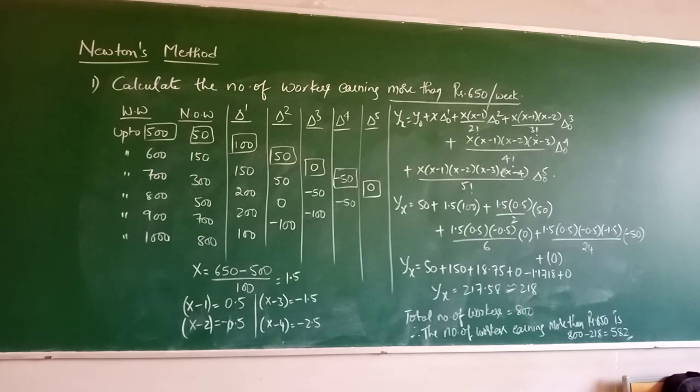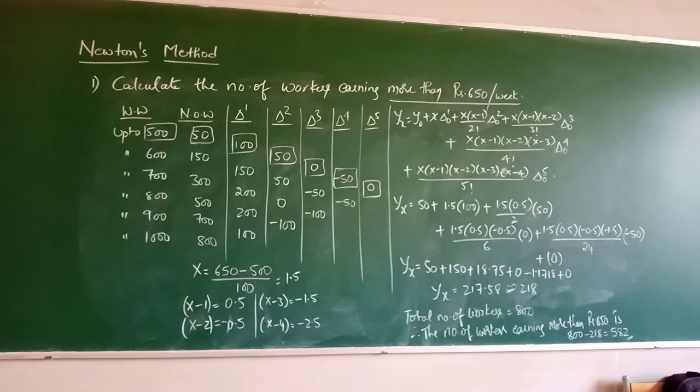So less than cumulative frequencies are given. First let us calculate less than 650 only, I mean up to 650 only. Now first the leading differences. Delta 1: 150 minus 50 is 100, 300 minus 150 is 150, 500 minus 300 is 200, 700 minus 500 is 200, 800 minus 700 is 100. And again delta 2: 150 minus 100, 200 minus 150, 200 minus 200, 100 minus 200. You will get 50, 50, 0, minus 100. In the same way, calculate the leading differences up to delta 5.